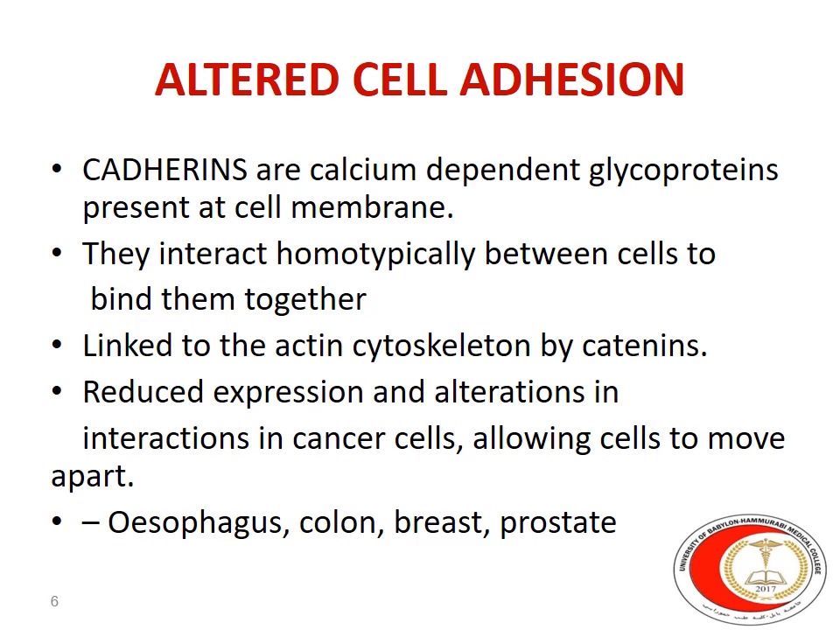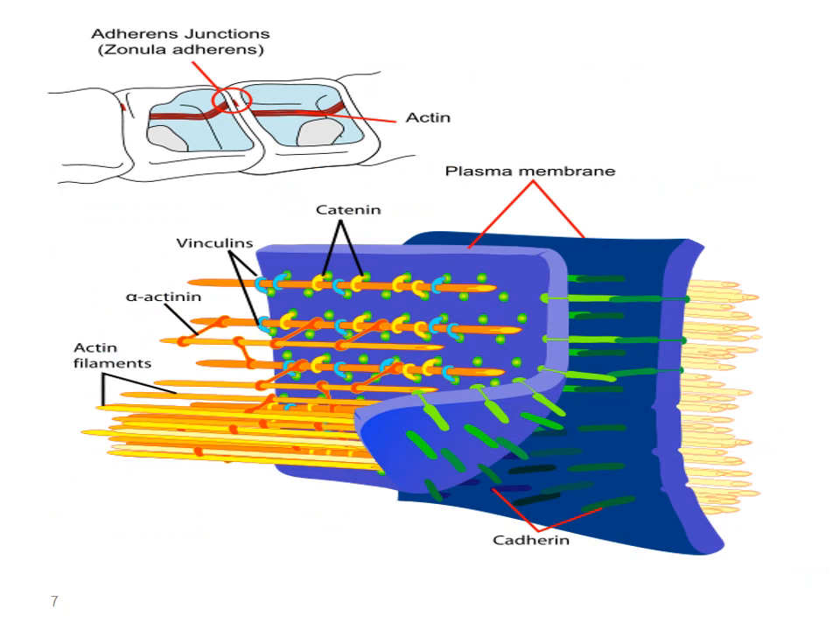catenin. In malignancy, there is reduced expression of these adhering molecules or an alteration in their structure, leading to decreased interaction in the cancer cells, allowing the cells to move apart from each other. Altered cadherin expression or reduced cadherin expression is commonly seen in carcinoma of the esophagus, colon, breast, and prostate. In this slide, you see the structure of cadherin.